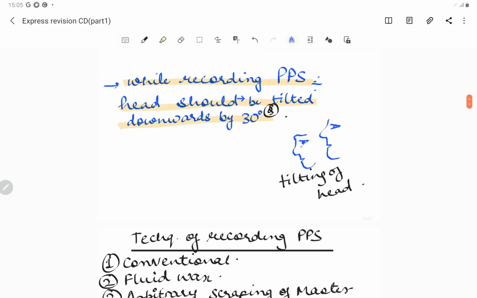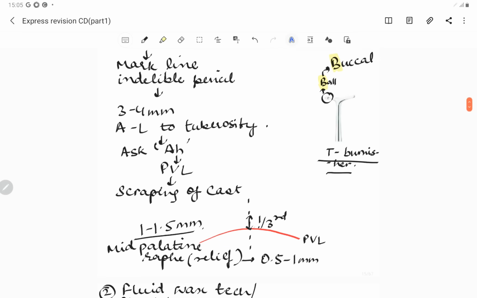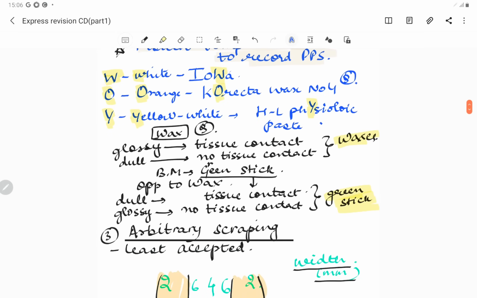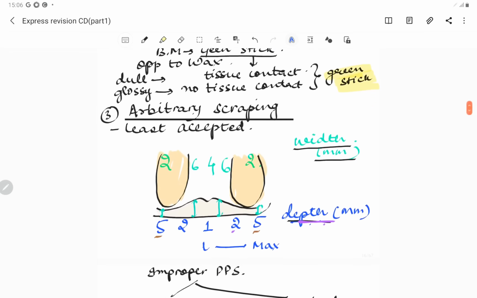While recording the PPS, the head of the patient should be tilted downward by 30°. Then we have studied the techniques of recording the PPS: conventional, fluid wax, and arbitrary scraping of the master cast. The conventional approach is done with the help of a T burnisher, and the fluid wax technique with mouth temperature waxes such as Iowa wax, Correcta wax number 4, and HL physiologic paste. The glossy surface in the wax shows tissue contact. On the other hand, in the green stick, the glossy surface shows no tissue contact.